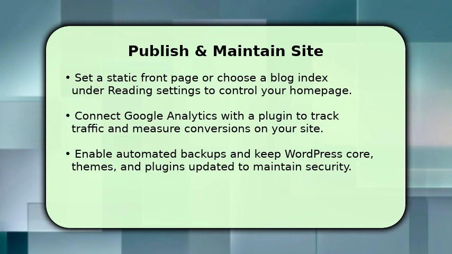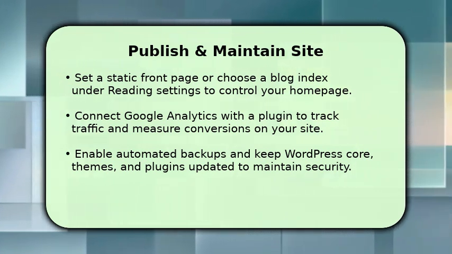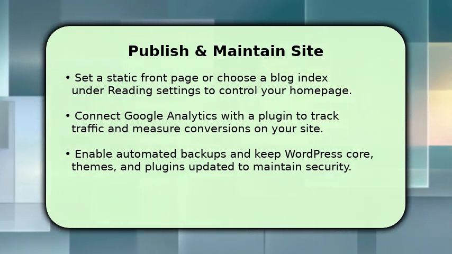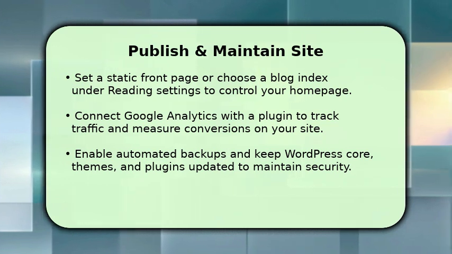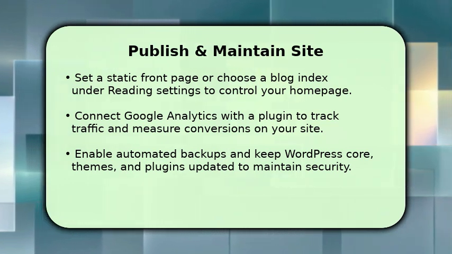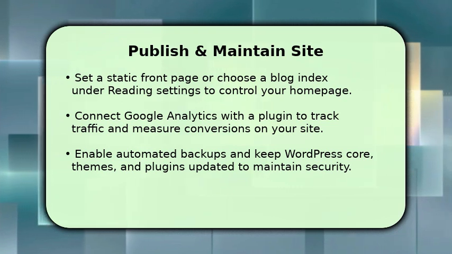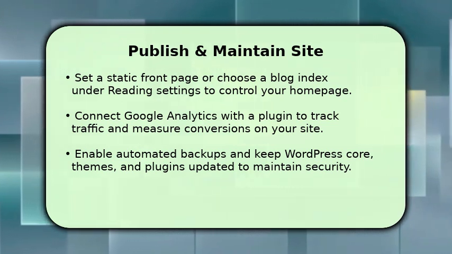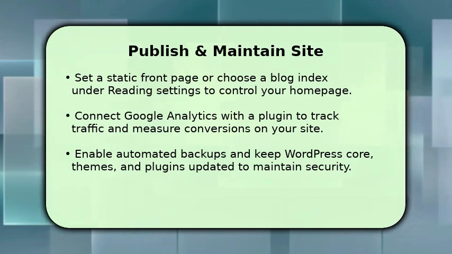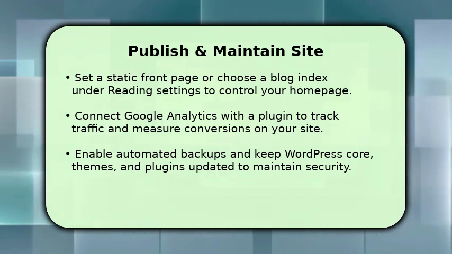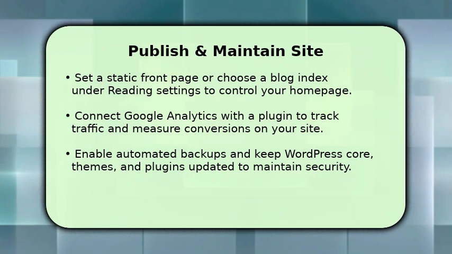Build primary menus under Appearance menus, add your pages and categories, and publish initial content optimized with headings and meta descriptions. Connect Google Analytics via a plugin to track traffic and conversions, enable automated backups, and a security plugin to scan for malware. And regularly update WordPress core, themes, and plugins to maintain performance and safety.